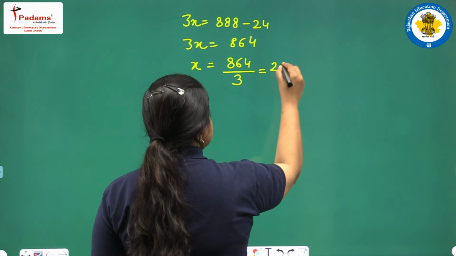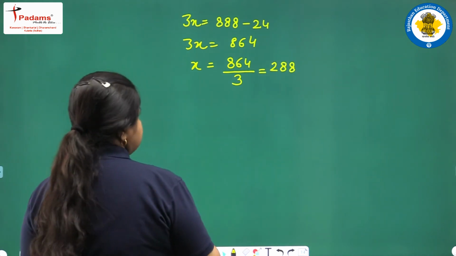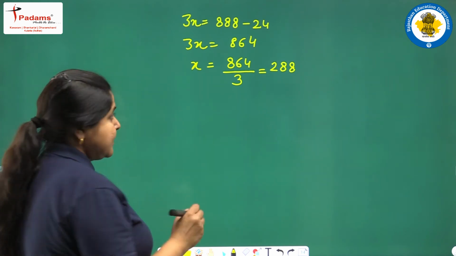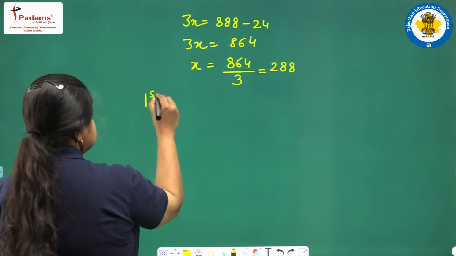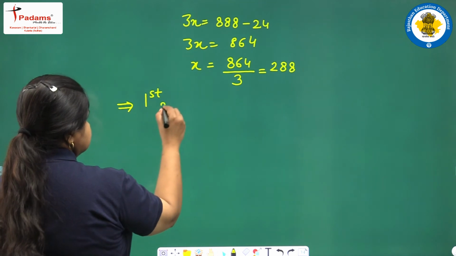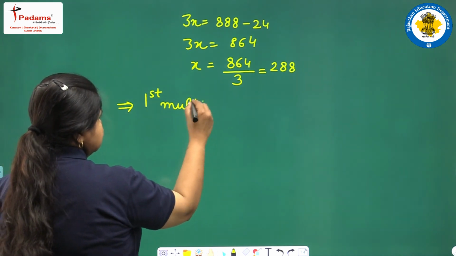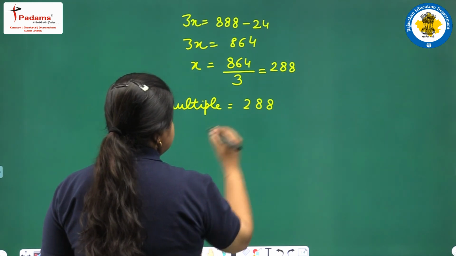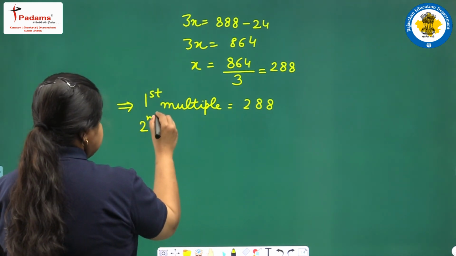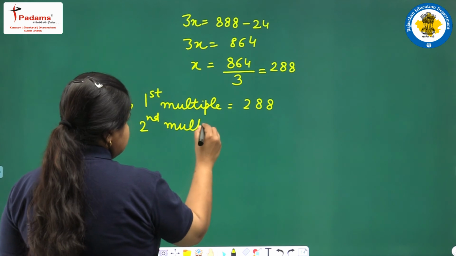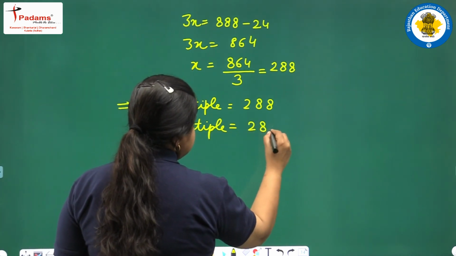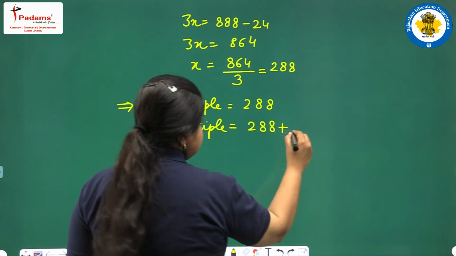It will give us 288. This is the first multiple of 8x. So the first multiple has come out to be 288. Then the second multiple is 288 plus 8 again.